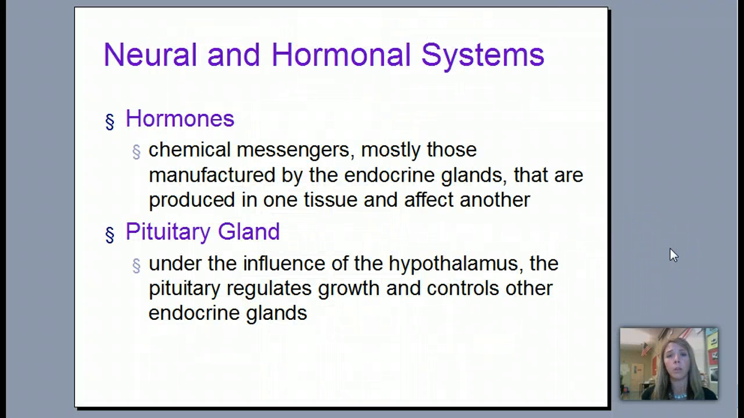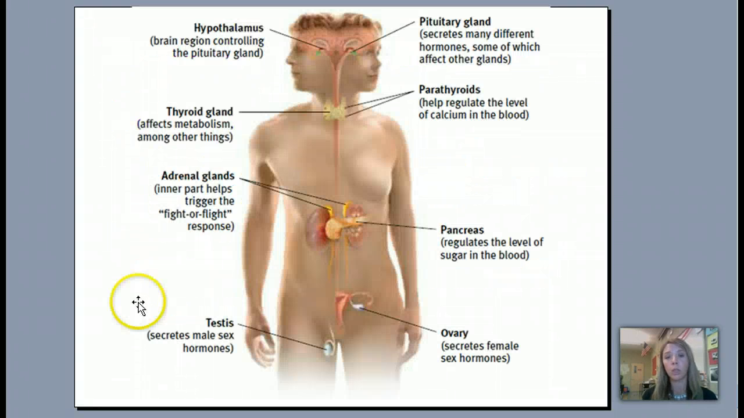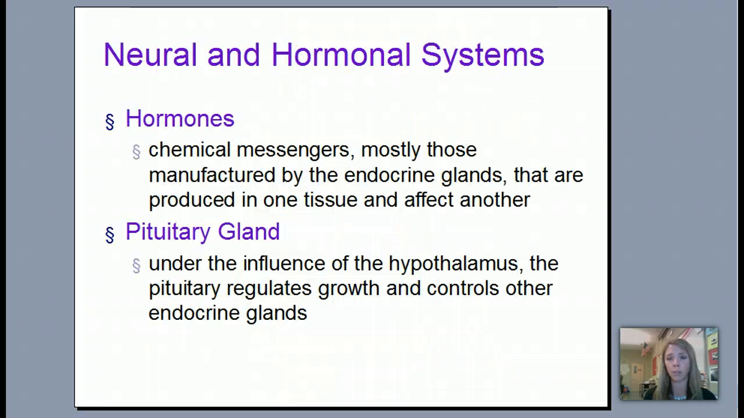Okay, so a hormone, just a brief definition, it's a chemical messenger. So think of a messenger that is carrying a message to other places in your body. They're mostly manufactured, that means made, by endocrine glands. So my glands make hormones, and they are produced in one tissue but affect another. So something that's maybe produced in the pancreas affects other places in the body. Same thing with your pituitary. All of these chemical messengers, hormones that are made here, affect the entire body, not necessarily just the tissue where it's made.